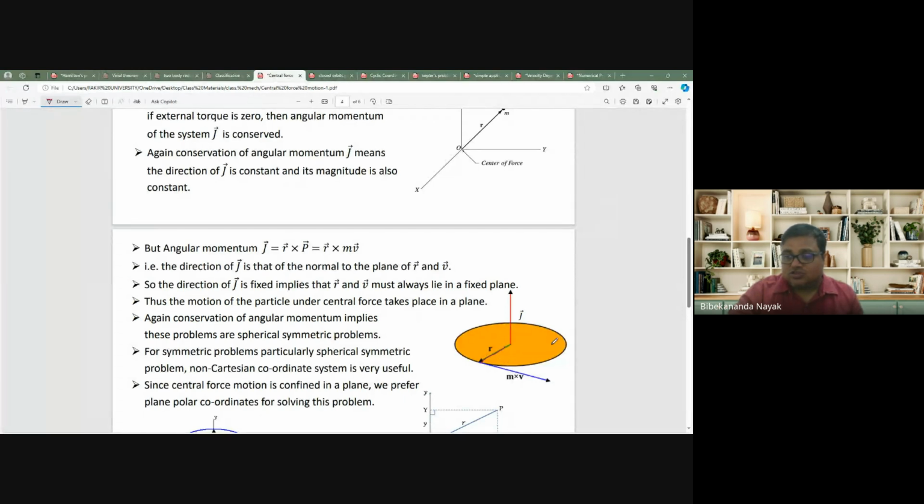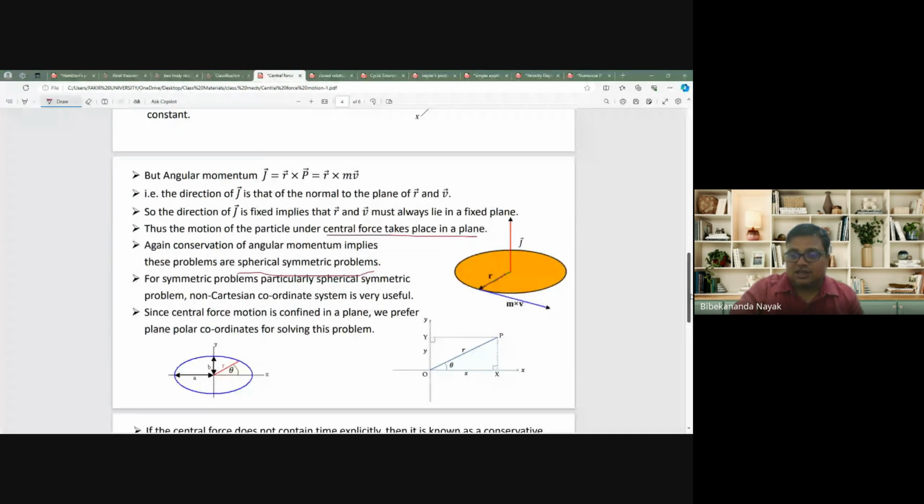So central force motion occurs in a plane only. J is always fixed, so r and v must lie in a plane. The important point is that since the J direction is fixed, central force motion occurs in a plane. Also, conservation of angular momentum implies a spherically symmetric problem that does not depend on phi. For that reason, we use polar coordinates r, theta to solve this central force problem. Clear? So the central force problem takes place in a plane.